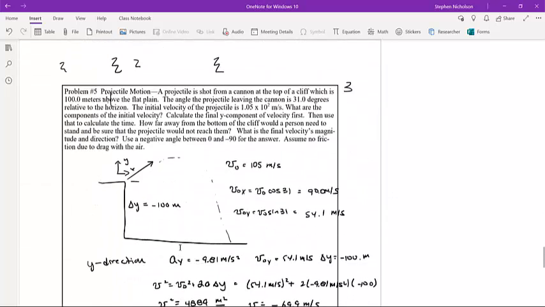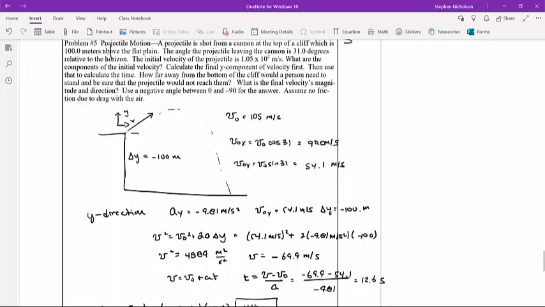Now the final one, I'm shooting this object at an angle of 31 degrees relative to the horizontal. The magnitude is 105 meters per second. That's my initial velocity. So I break it up into the two components. The horizontal side is the x component, so it's the velocity times the cosine of the angle. The opposite side is the vertical component, so you multiply by the sine of 31 degrees. You get these two components.